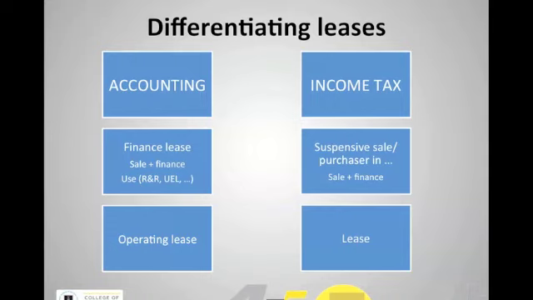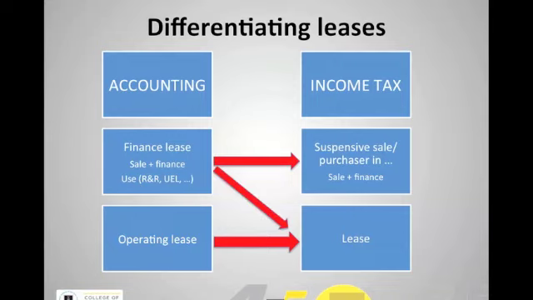That means that not all finance leases are treated as suspensive sales with a financing component for income tax purposes. All operating leases would be classified as leases for income tax purposes. Some finance leases would be treated as suspensive sales, but others will be treated as leases. What does that mean?